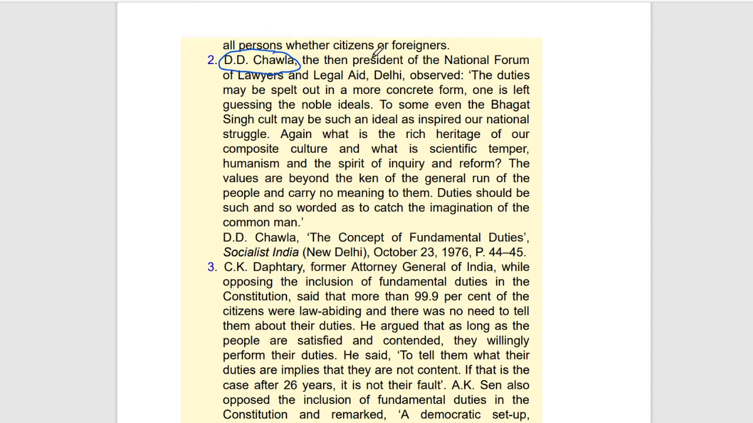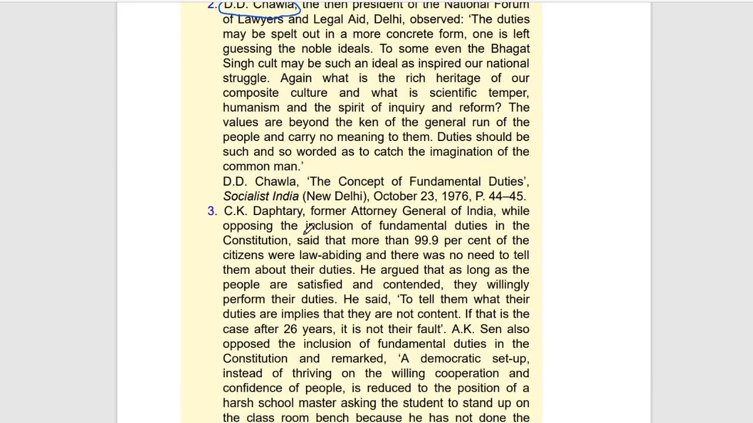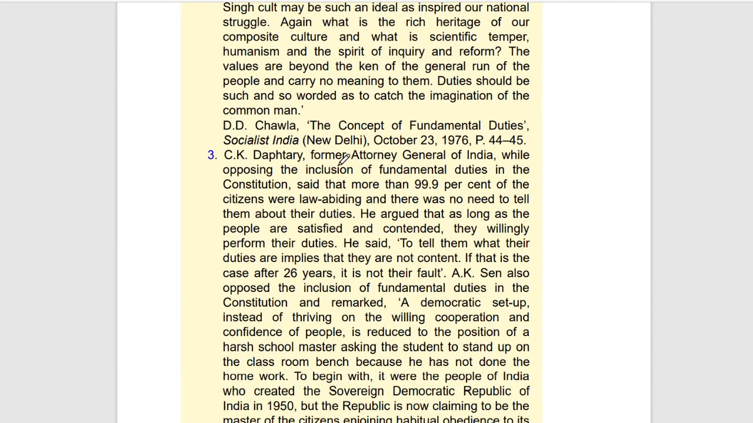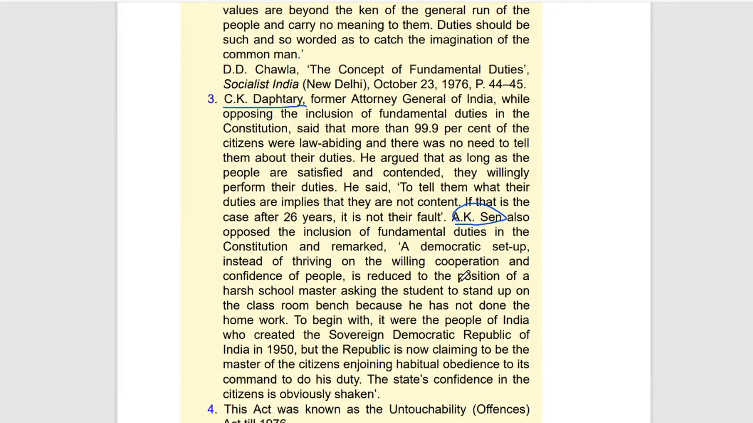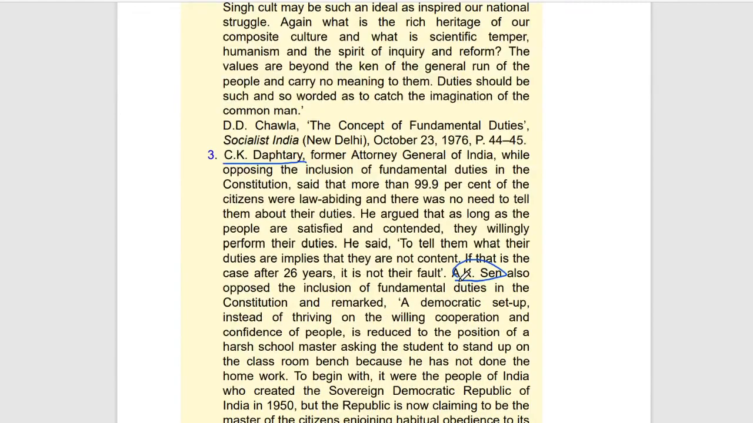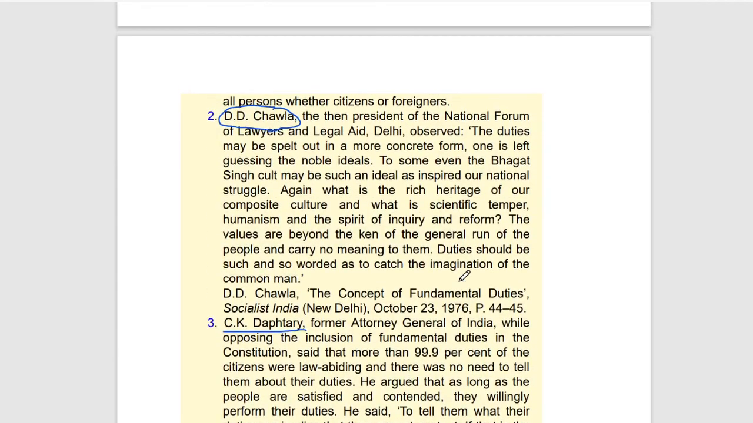So what will I do? I will just take a note of this statement also, and again I can see one more statement, and that statement is from C.K. Daphtary, okay, former Attorney General of India. There is one more statement of A.K. Sen. All right, now tell me where you will put these statements, that is statements of these three people, because the chapter is over now.